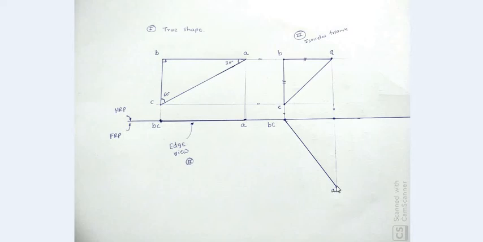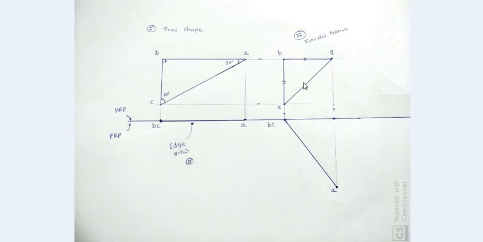Now this would be completing condition with respect to FRP, and this is the angle made by edge view with respect to FRP. That is also asked in the question. We will measure it at the final stage. Now we have completed condition with respect to FRP. Now we will complete condition with respect to HRP.